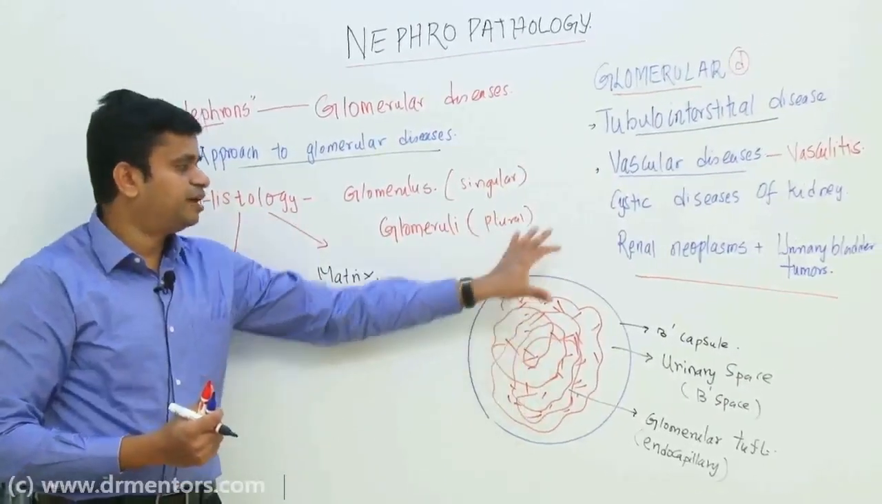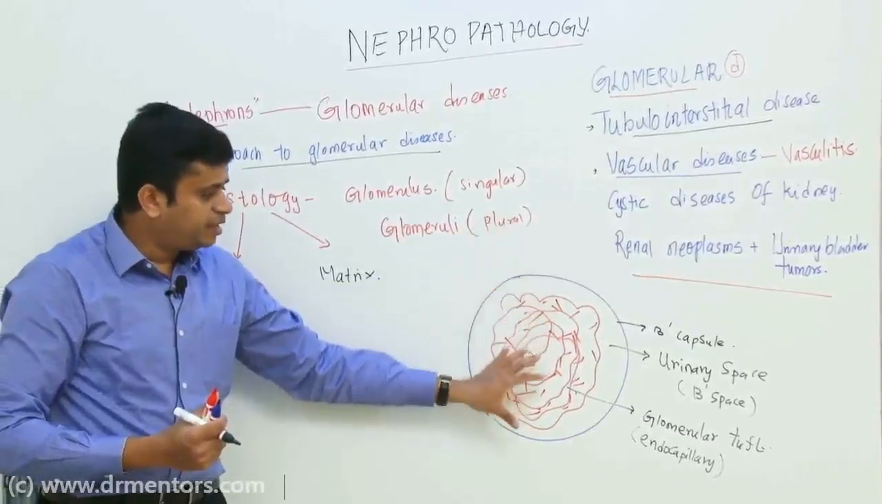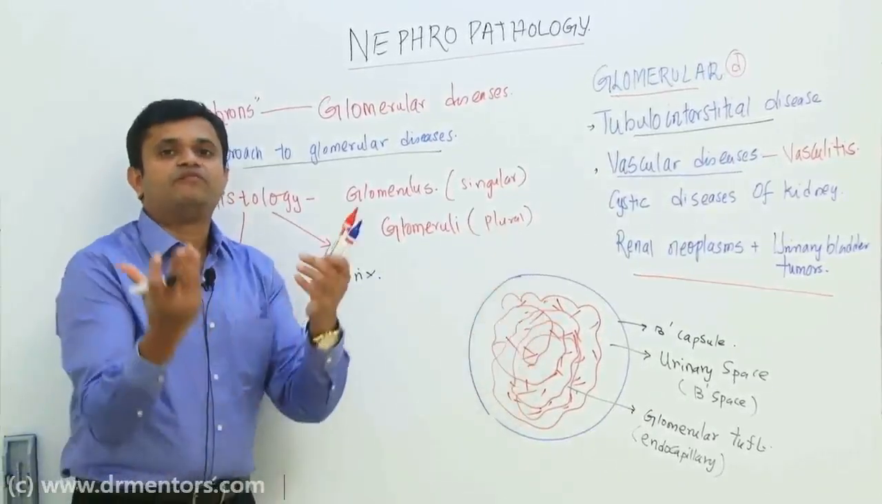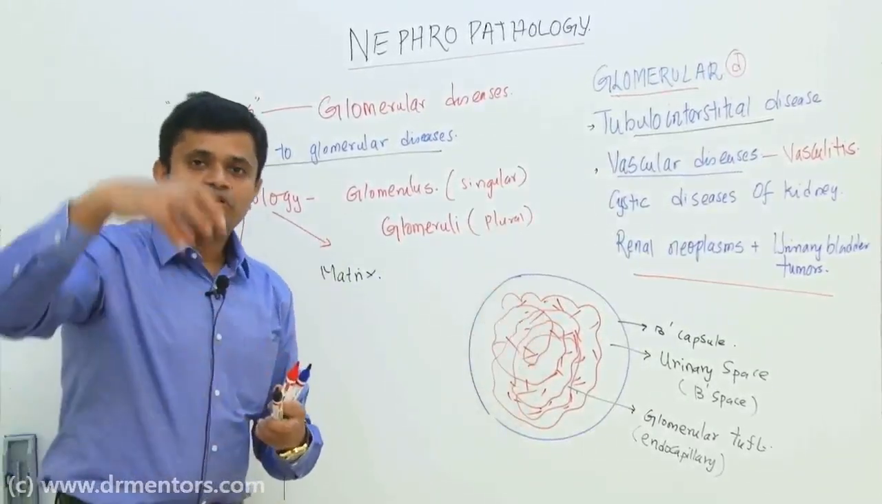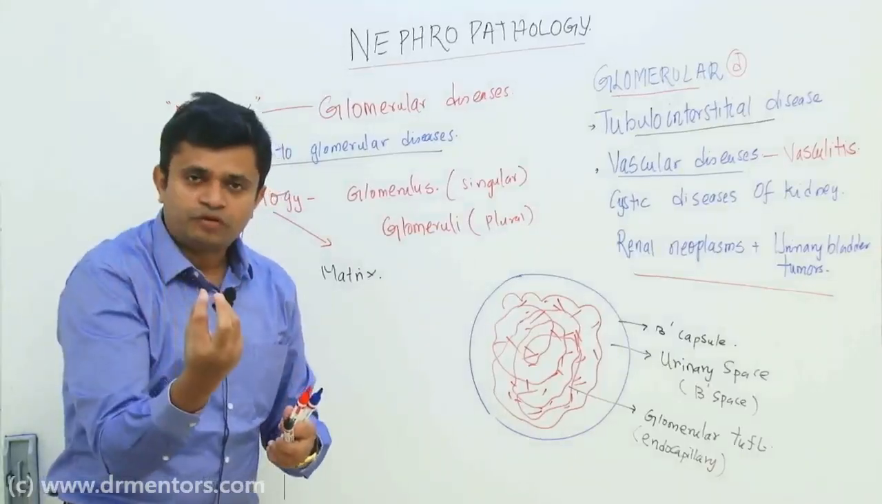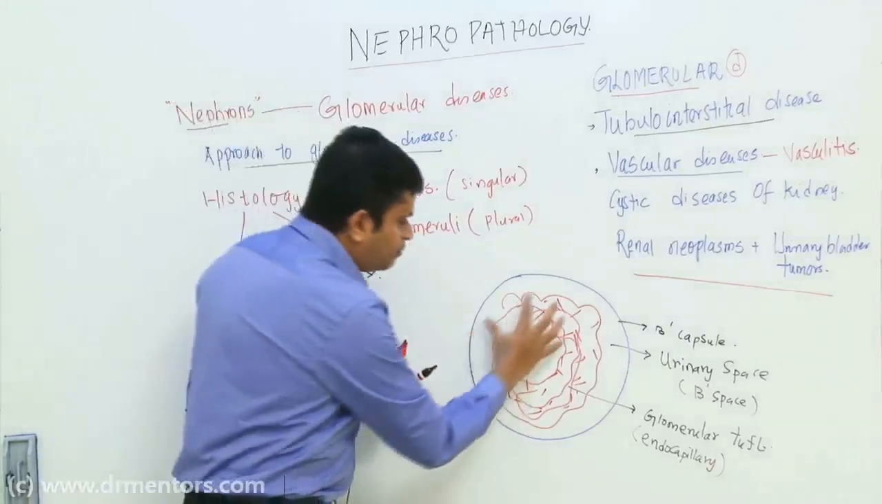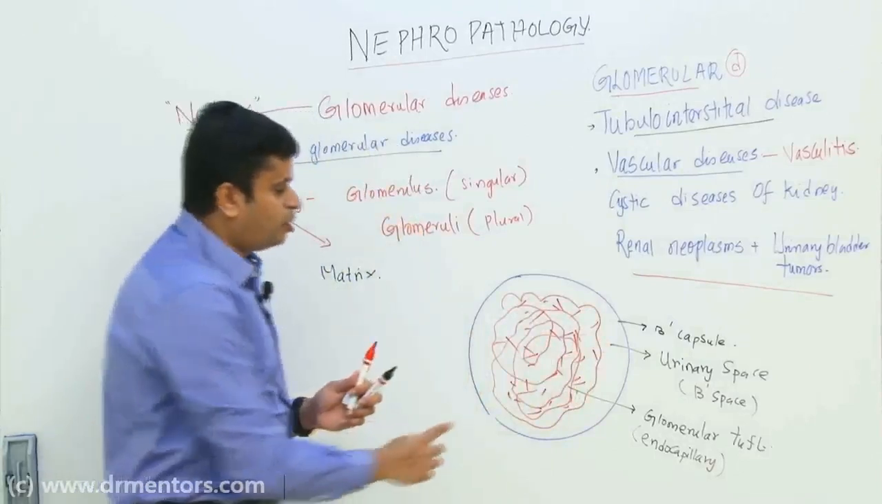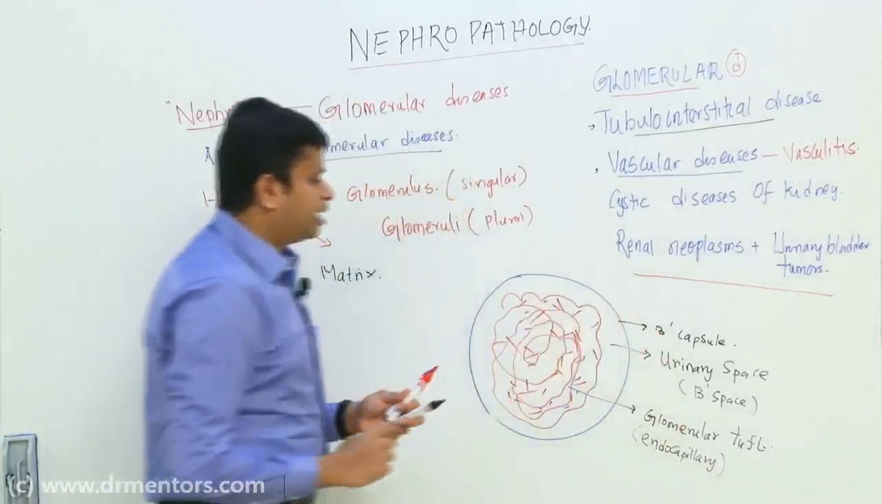You have afferent and efferent arterioles supplying this entire ball. Presume it's like a flower vase. In the flower vase, in the center portion you have a tuft of flowers. Like that you have a tuft of capillaries. That is called the glomerular tuft, the endocapillary region.